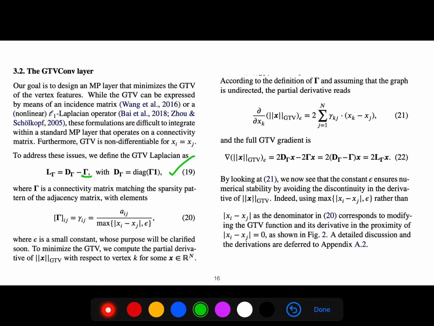So to minimize the graph total variation, we compute the partial derivative with respect to vertex k. So take the derivative with respect to x. So the full graph total variation is this one. By looking at 21, we now see that the constant epsilon ensures numerical stability by avoiding the discontinuity in the derivative of x.